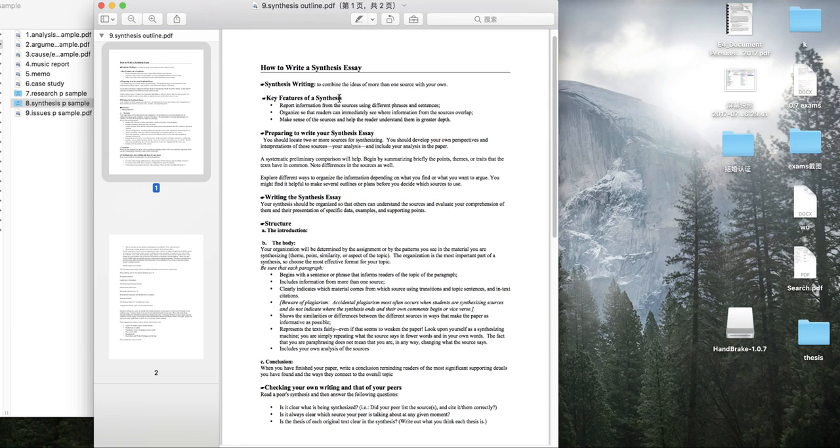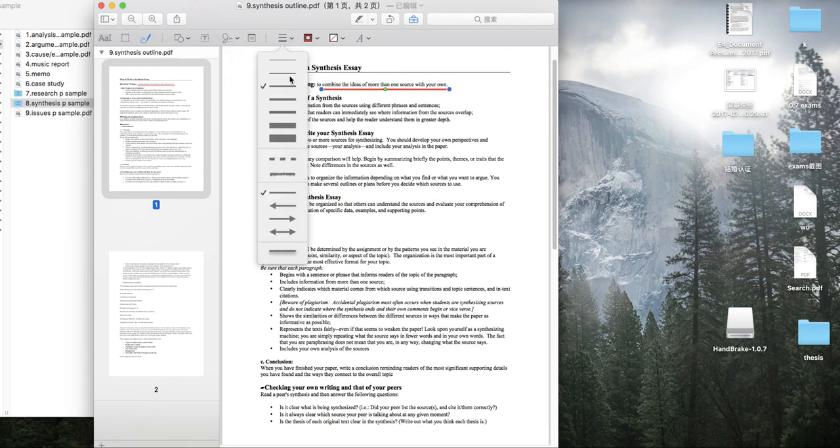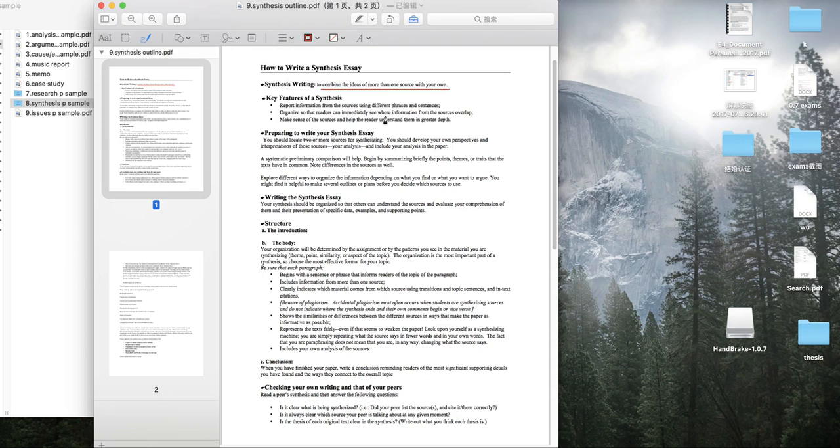What is a synthesis thesis? A synthesis thesis is to combine the ideas of more than one source with your own. It's a little bit hard to understand. Let us read here the key features of a synthesis thesis.